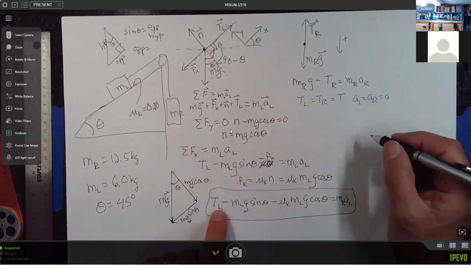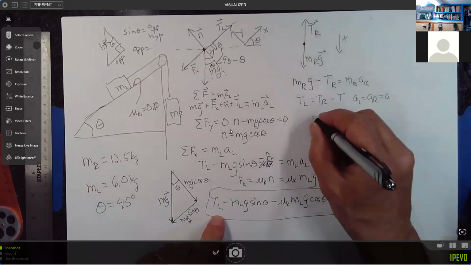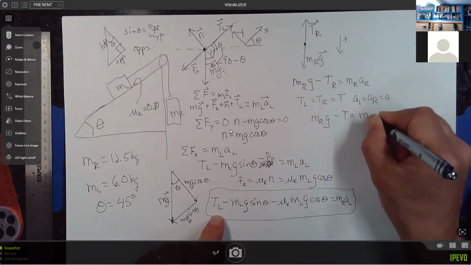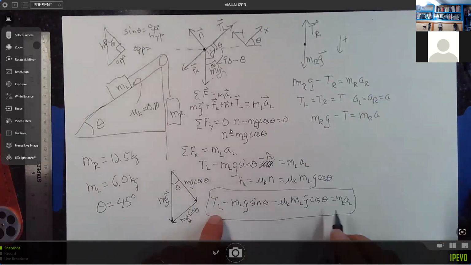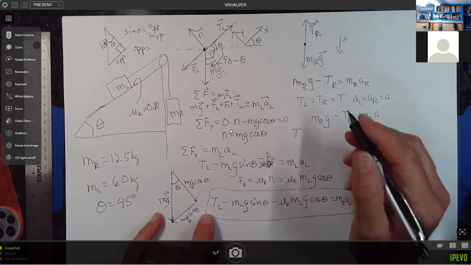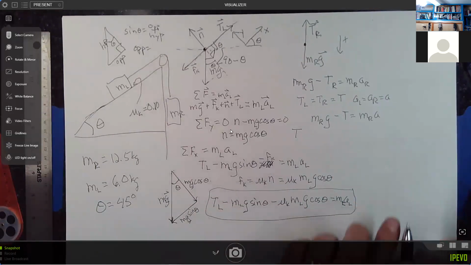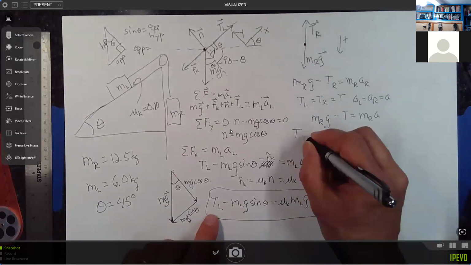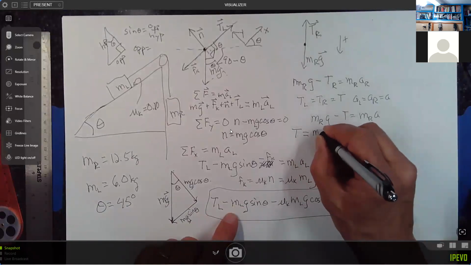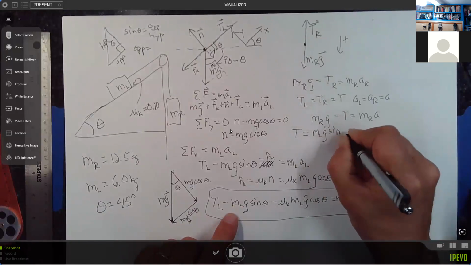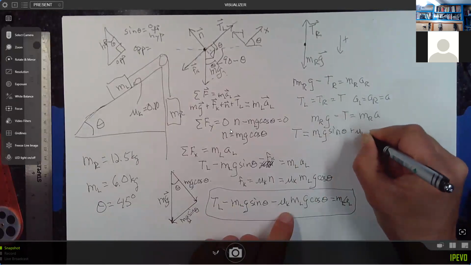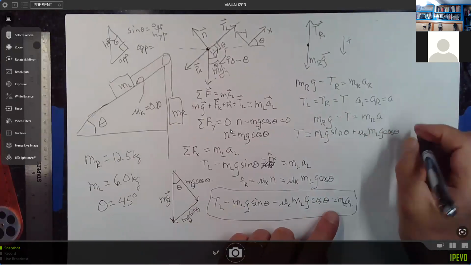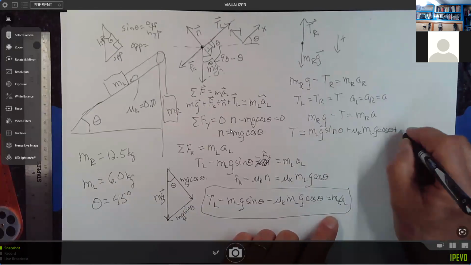But here's what happens to my equations. This equation is going to become m sub r g minus t equals m sub r a. This one, this scary one, will become t. Hey, what if I just bring all of this stuff across? I think I'll do that. And these negative terms become positive on that side. And so the tension would just equal m sub l g sine theta plus mu sub k m sub l g cos theta. That's interesting. Plus what's already over there, m sub l a.